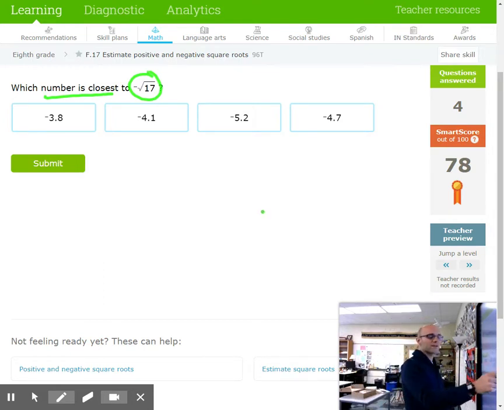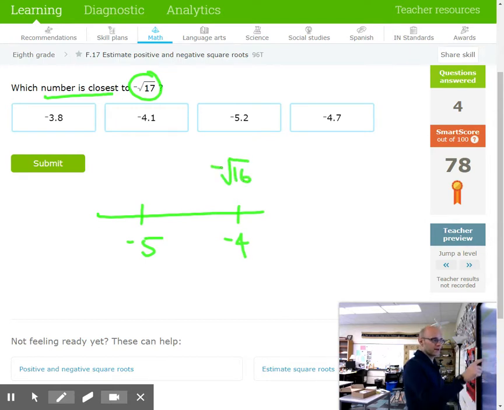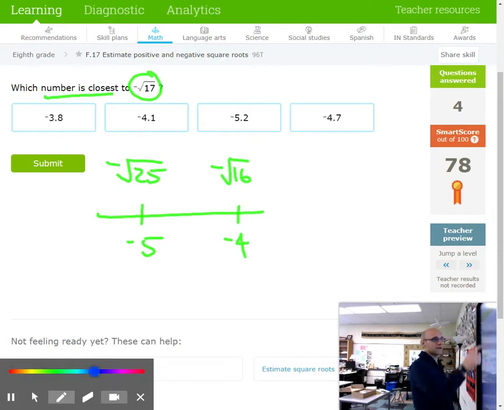So once again, go back to your number line, and let's go ahead and write down some that are close to that. So I'm thinking radical 16 is equal to 4, and radical 25 is equal to 5. So if we throw a negative sign in front of those, we could actually say which one is radical 17 closest to, a radical 16 or a radical 25. And we would say that it is really close to this one.